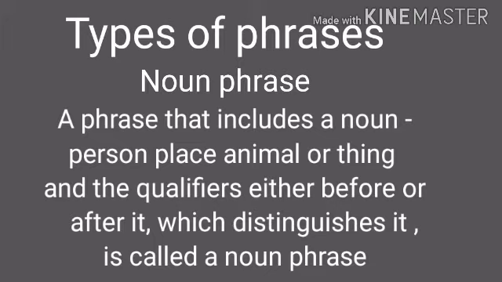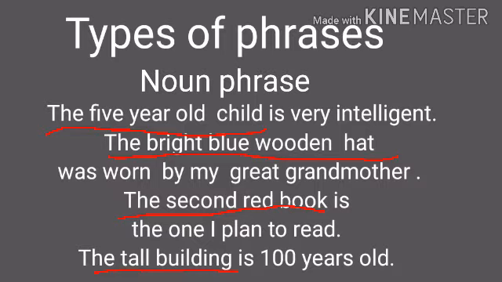Dear students, here are a few examples of noun phrases. The 5-year-old child is very intelligent. The bright blue wooden hat was worn by my great grandmother. The second red book is the one I plan to read. The tall building is 100 years old. My dear students, the highlighted noun phrases in the sentences function as subjects.